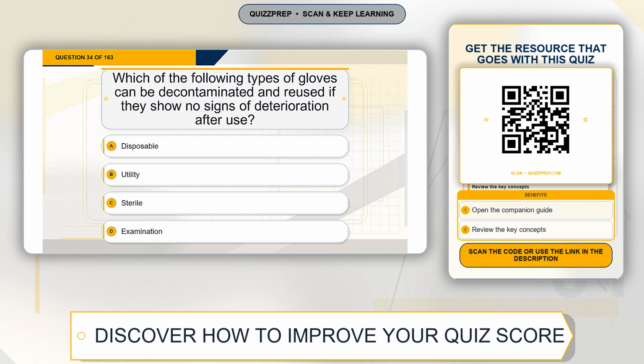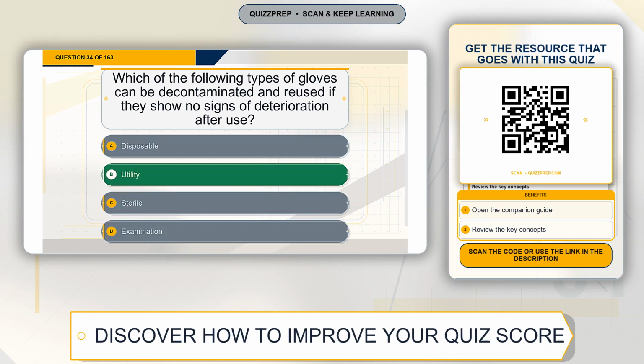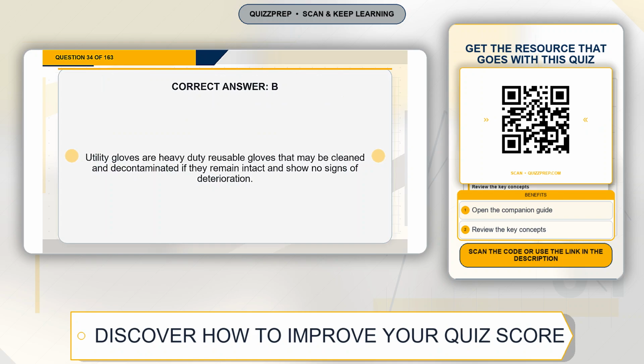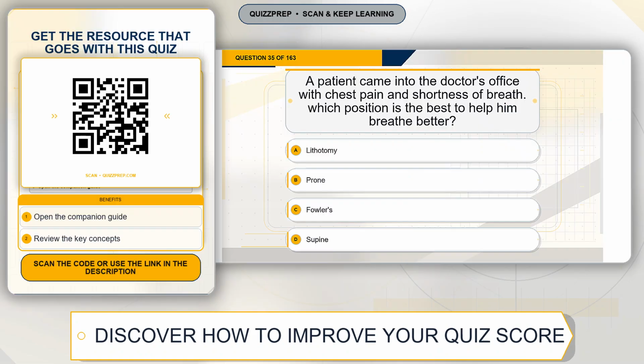Question 34. Which of the following types of gloves can be decontaminated and reused if they show no signs of deterioration after use? Option A, disposable. Option B, utility. Option C, sterile. Option D, examination. The correct answer is option B, utility. Explanation. Utility gloves are heavy-duty reusable gloves that may be cleaned and decontaminated if they remain intact and show no signs of deterioration.